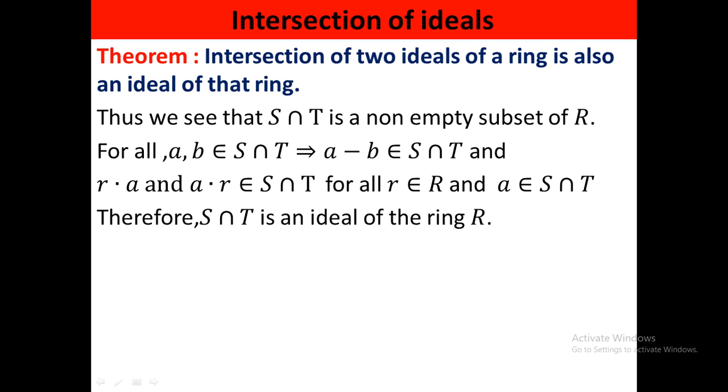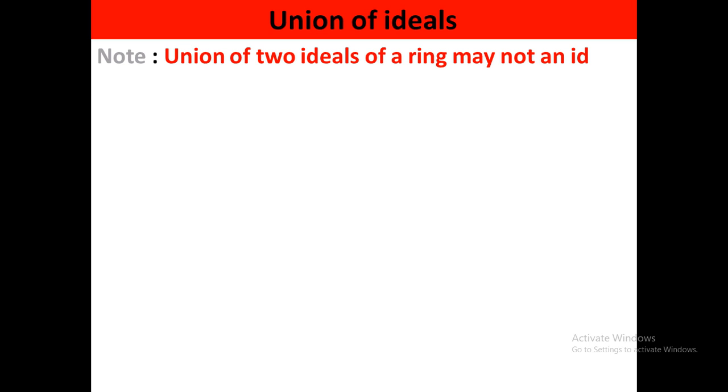Now we will go to the union of two ideals. Now our question is, is the union of two ideals always an ideal or not? Actually, the union of two ideals of a ring may not be an ideal of the ring. So you have to give an example.